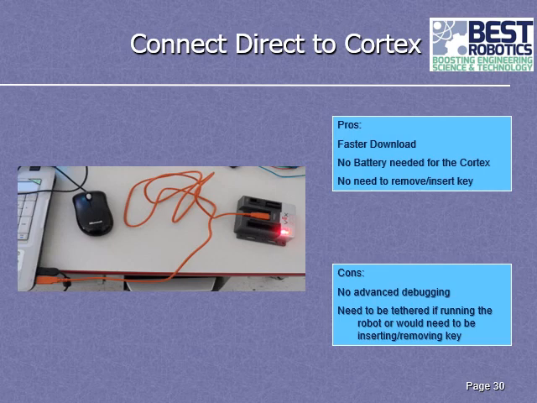The primary con is that you will have to be tethered to your robot if you want to run it directly after you download this. And there's no advanced debugging because there's no information coming back to the computer from the Cortex.